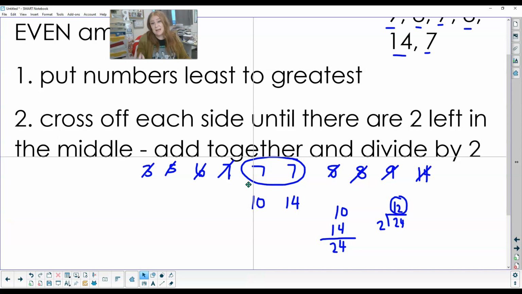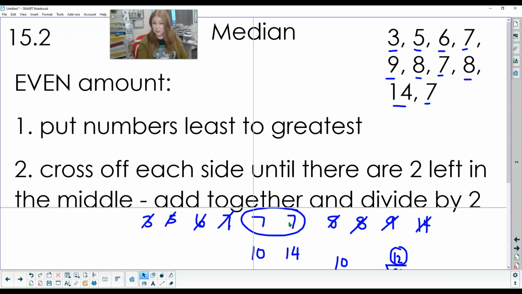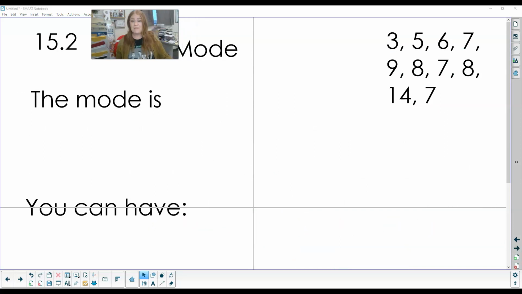So this one was nice, right? 7 plus 7 is 14. 14 divided by 2 is 7. But this one here, right, 7, it was already the same. But if they're different, same thing. Add them together, divide by 2 because there were 2 there. So when you have an odd number, that's your friend because there's just going to be 1 left. Even number, you're going to have to find the middle of the middle, but you always have to put the median in order. We're not just finding the middle of these random numbers. Put them in order.